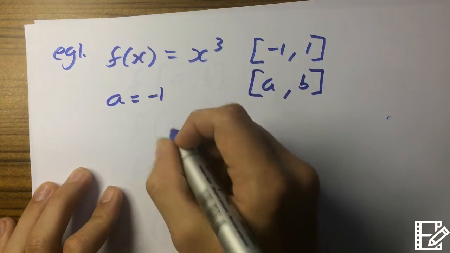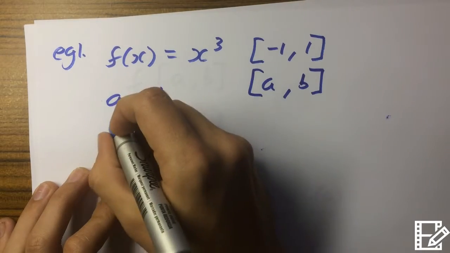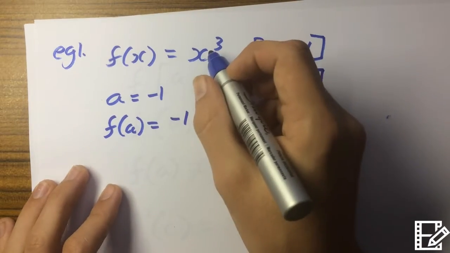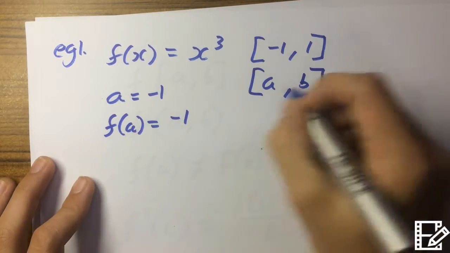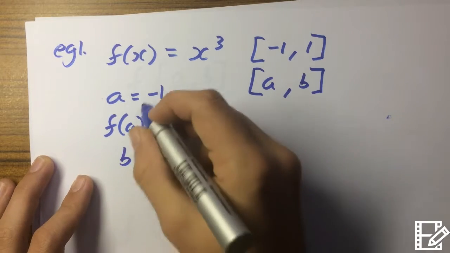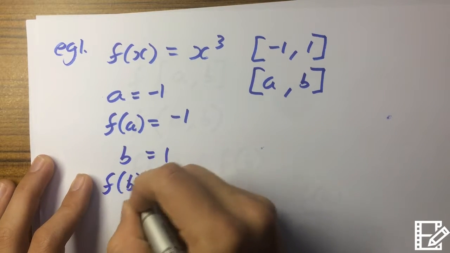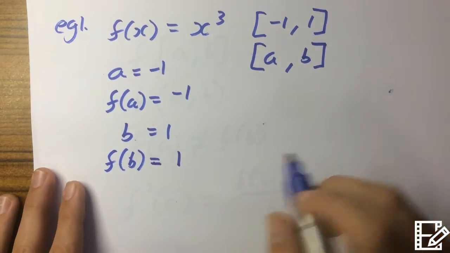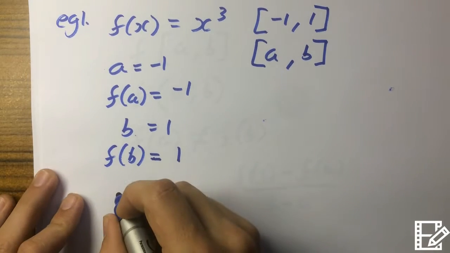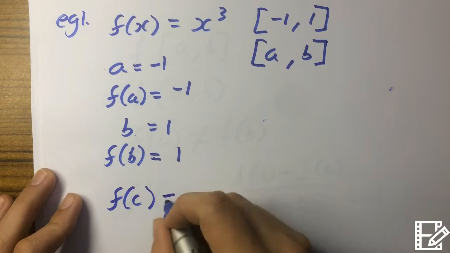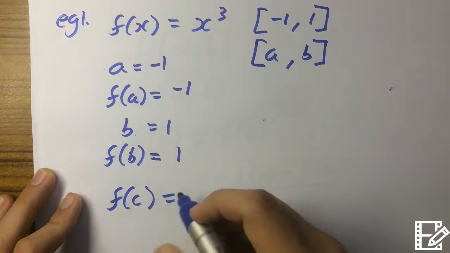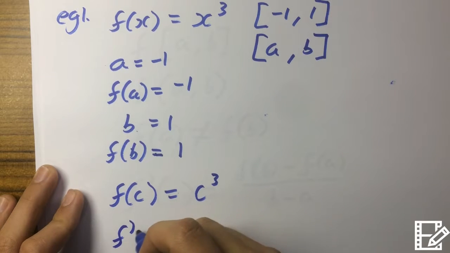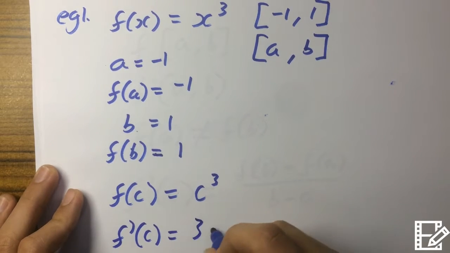A is equal to -1, therefore we sub -1 into the function. Function of a will equal -1, because -1 to the power of 3 is -1. The b value equals 1, therefore the function of b, which means we sub b into the function, we get 1. Too easy. Now what we do is we find the function of c. So we just replace the x's with c's. So basically c to the power of 3, and then we find the derivative. Derivative of function of c equals 3c squared.